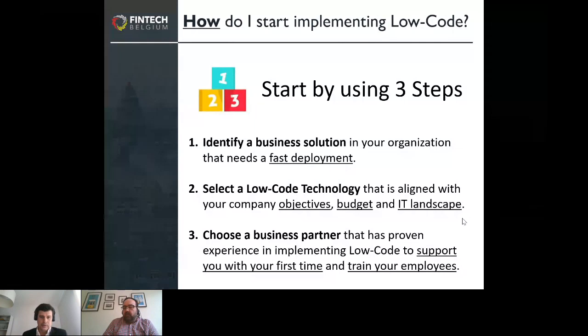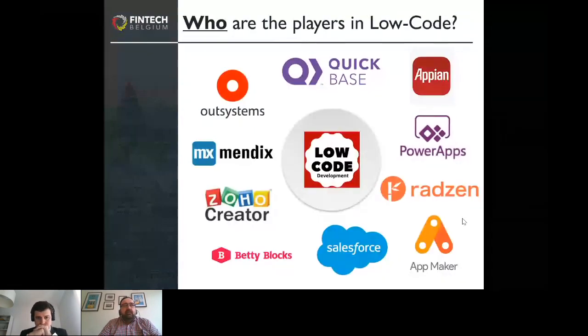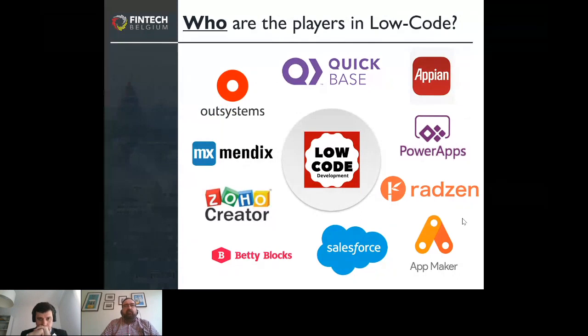So, as I was mentioning, who are the players in the market in terms of low code? This is just a small example of the players that are out there. Okay, there are plenty more solutions that can bring you into this low code world. But you have companies like Mendix, OutSystems, APN, BettyBlock, Salesforce, Raisin, Power Apps, App Maker from Google, Power Apps is from Microsoft, QuickBase, ZooCreator. So there are several technologies.